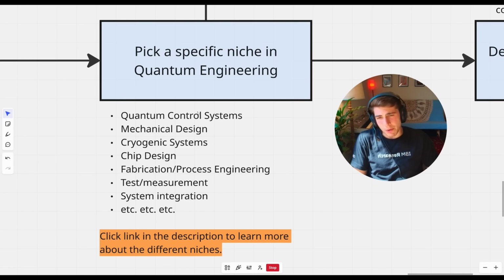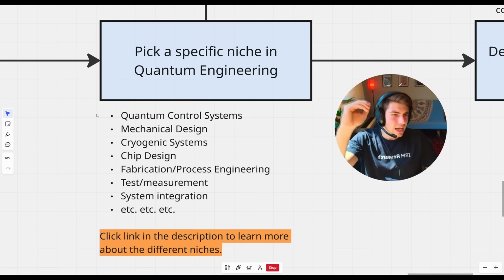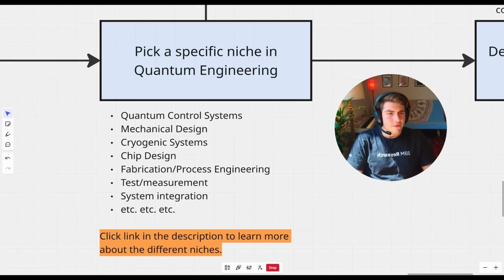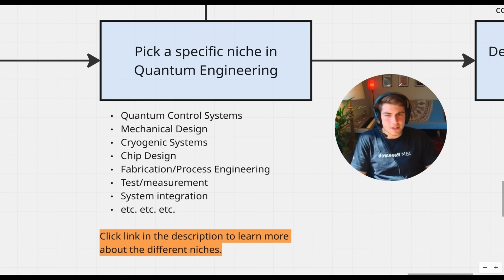Broadly, my niche is quantum control systems, right? So you want to pick a niche, whether that be quantum control systems, mechanical design, cryogenics, chip design, fabrication, and process engineering. That means getting those suits on and going to the clean room and making stuff. You can do just test and measurement. Like, okay, we have this chip, measure it. We have these electronics, measure and test them. System integration, which is people who literally build the quantum computers. Like, okay, we have to build this quantum computer. Who's going to put it together? It's quite literally the people who are there building the quantum computers. You can be one of those people, right?